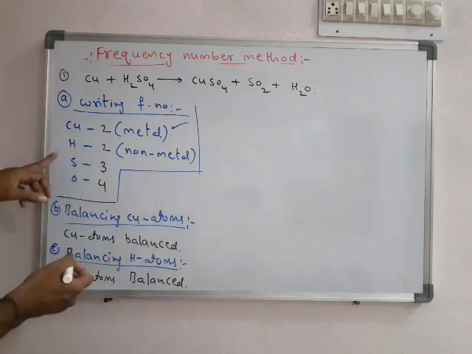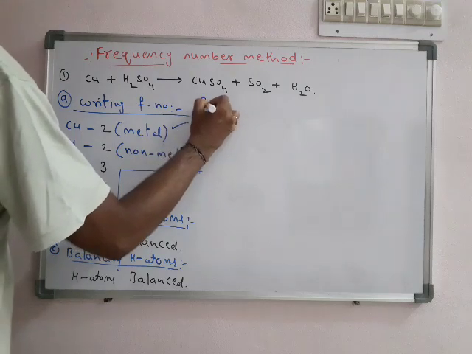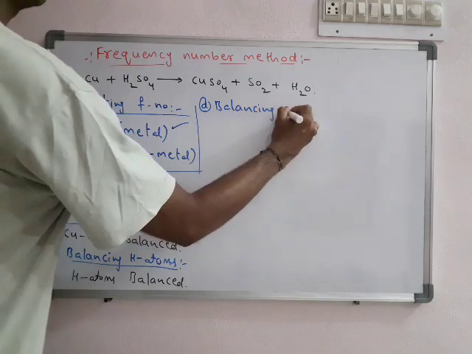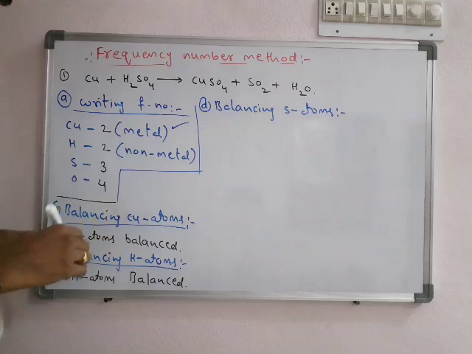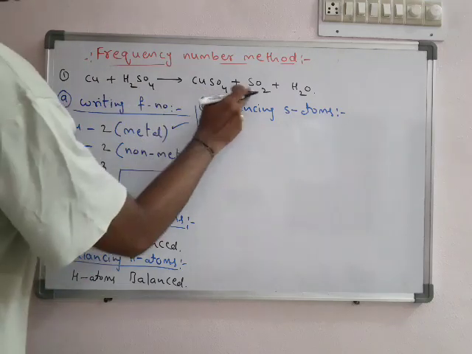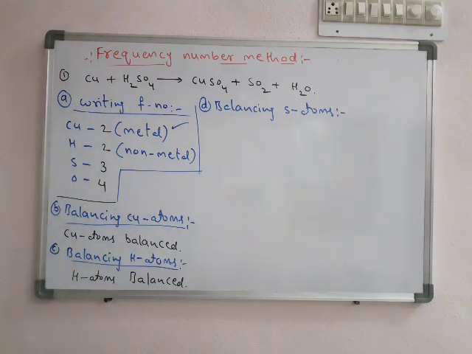Next, the numbers are 3 and 4. What is the least one? Sulfur. So now balance the sulfur. Balancing sulfur atoms. How many sulfurs are there? Here one sulfur, here two sulfurs. Just put a 2. But if we put 2 here, what will be changed? There will be a change in the number of hydrogen atoms. Again the number of hydrogen atoms will change.